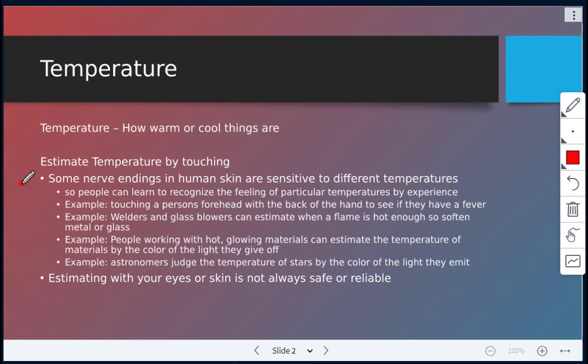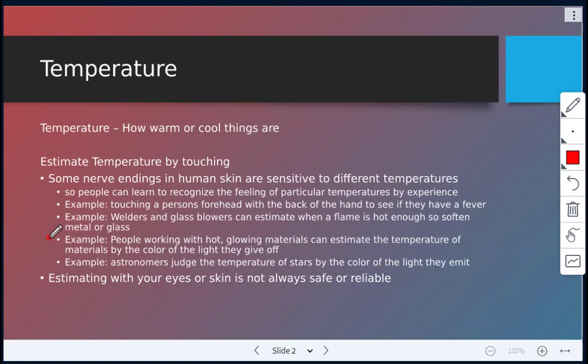We have nerve endings in the human skin which are sensitive to different temperatures. So people can learn to recognize the feeling of particular temperatures just by experiencing those. For example, touching a person's forehead with the back of the hand to see if they have a fever. Another example is welders and glass blowers. They can estimate when a flame is hot enough to soften the metal or the glass. They can look at the color of the flame.